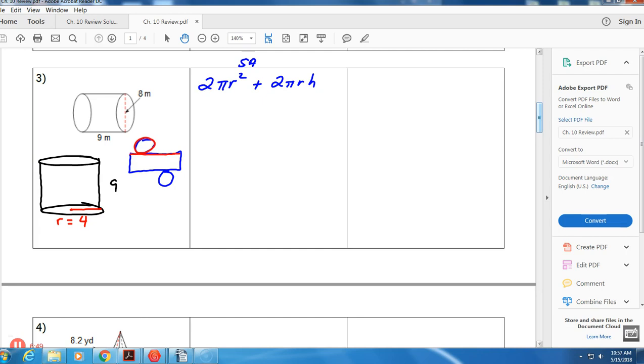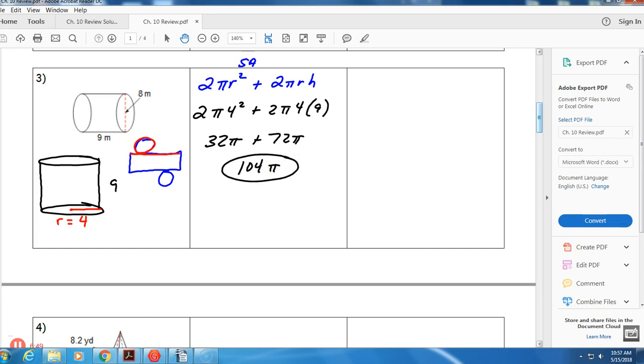So now I'm just going to put my numbers in. 2 pi 4 squared plus 2 pi 4 9, and that's 16, that's 32 pi's plus, looks like 72 pi's. So a grand total of 104 pi. Now that might be the answer. If the test has that as a choice, that would be the exact answer. Or we could multiply it out and we would get somewhere in the neighborhood of 326.7, and our units are meters squared.